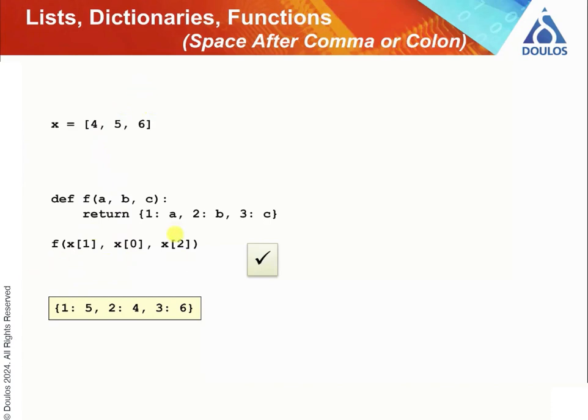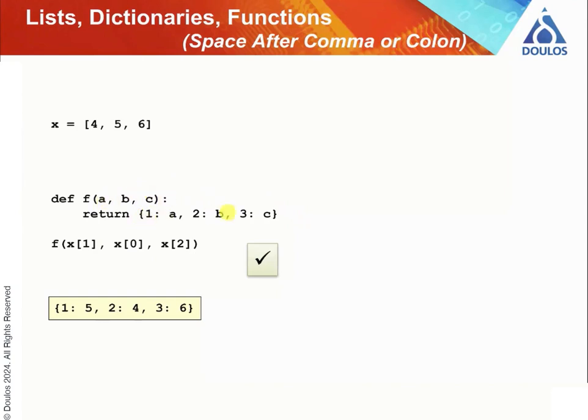So we're passing the 3 values 5, 4, 6 into our function, where they're bound to the 3 variables a, b and c, a, b and c being arguments to the function, which are effectively local variables inside the function. We're then using those 3 values to build a dictionary.